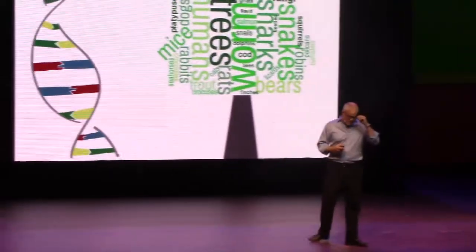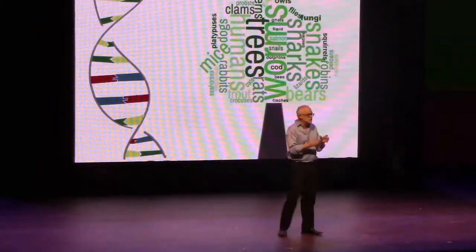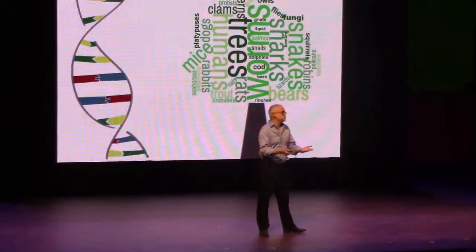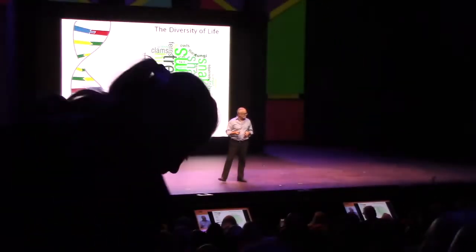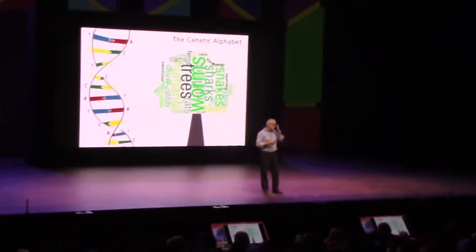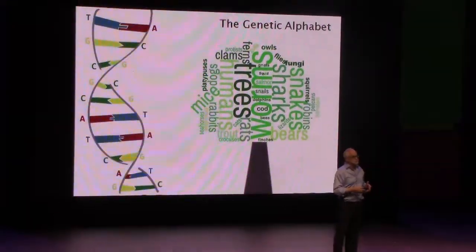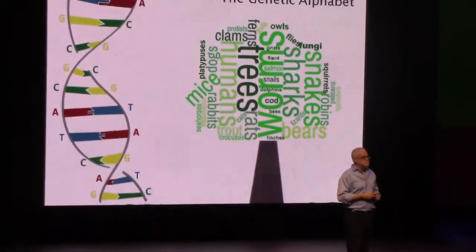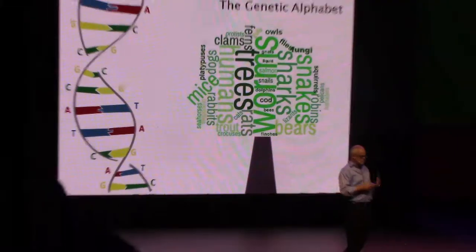What does that mean? Well, just like the English language is made up of 26 alphabetic letters that you can string together to make words so you can tell stories, DNA is made up of genetic letters that you can string together, that allow cells to read those sequences and make proteins that allow the cells to do what they do, to be what they are.